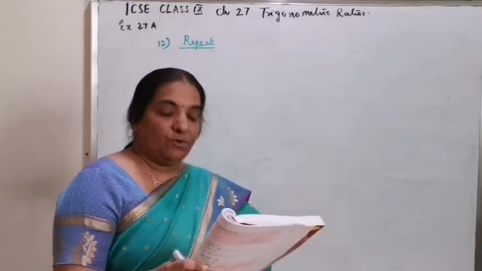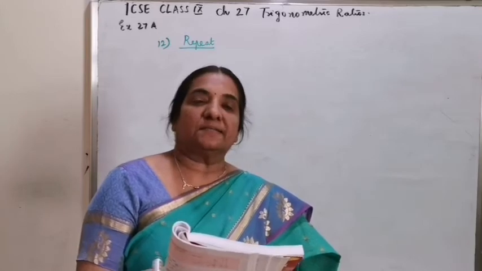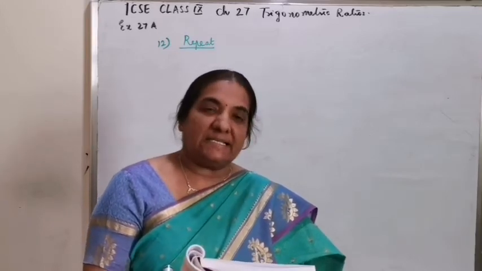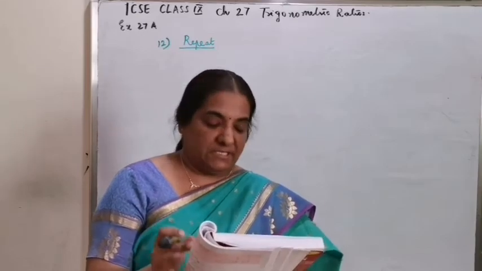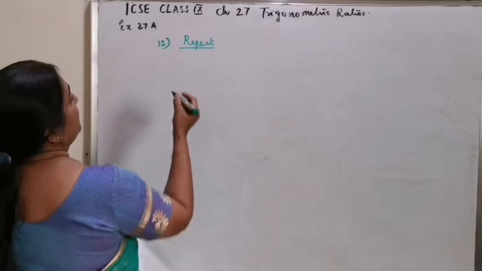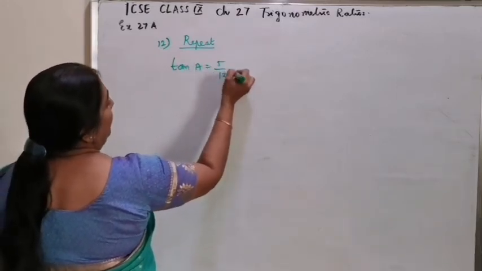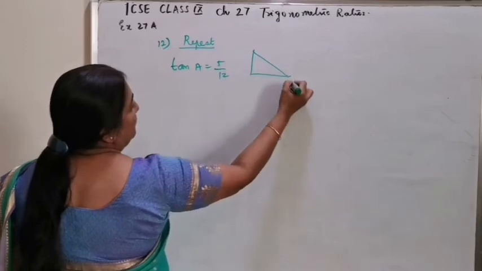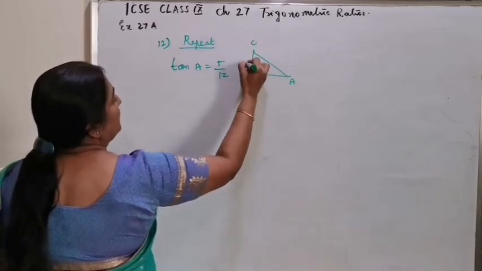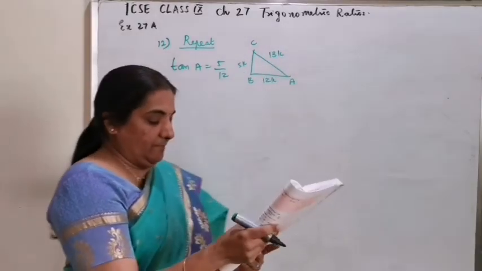In the previous video, question number 12, the last part, section 3, was incomplete. I will just complete that question once again. In a right triangle ABC, it is given that tan A is equal to 5 by 12, and the hypotenuse value is 13K.